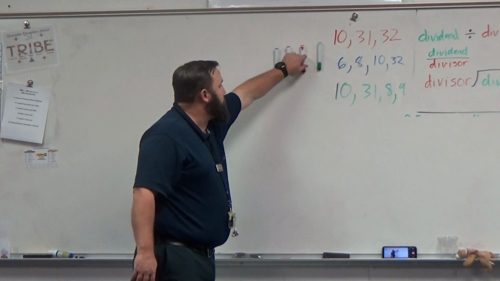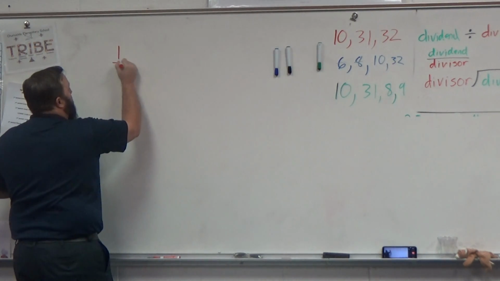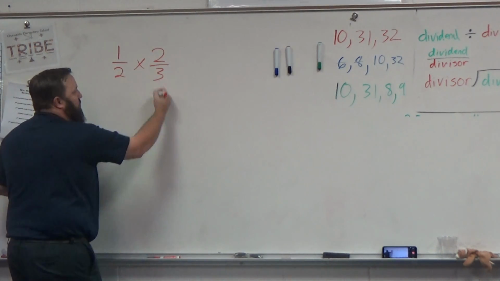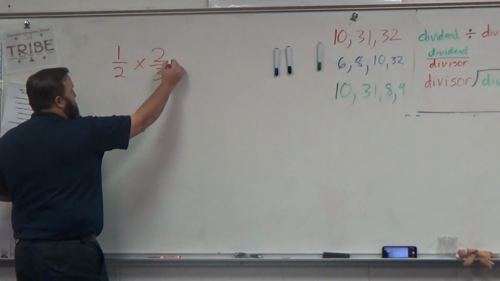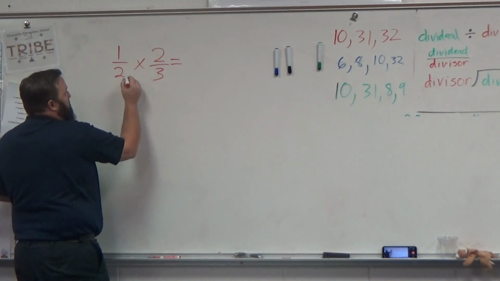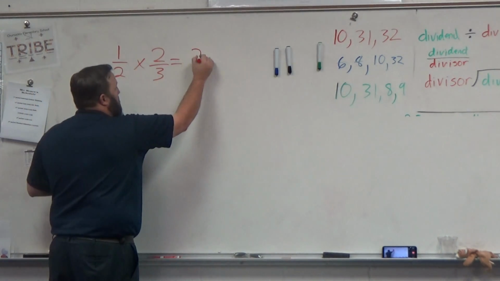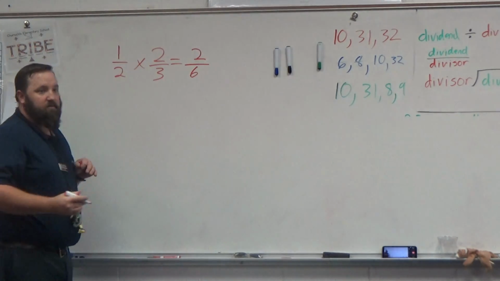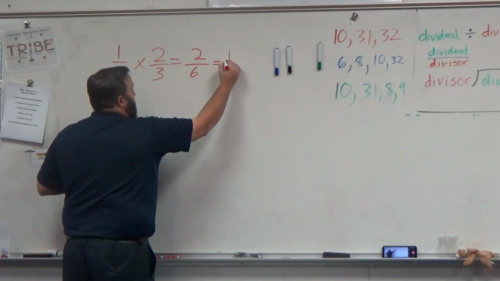Case in point, let's say we have 1/2 times 2/3. If I just multiply straight across, remember, numerator times numerator, denominator times denominator, I get 2/6. And as many of you may be thinking, you can simplify that down to 1/3.